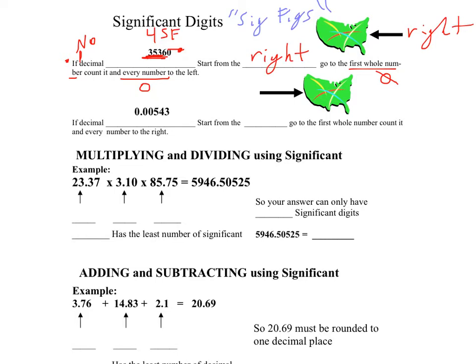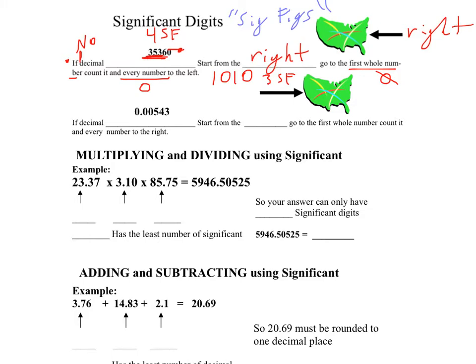So for a quick example, if I had 1010, notice it does not have a decimal. Therefore, we would start on the right. We would not count this first 0 as our first whole number. That 1 would be our first whole number, and all 3 of these would count to give me 3 sig figs.